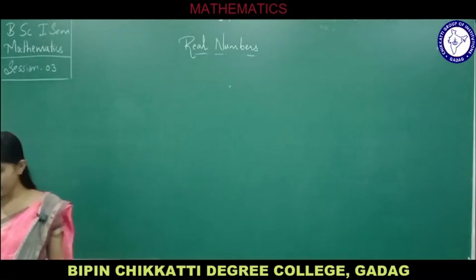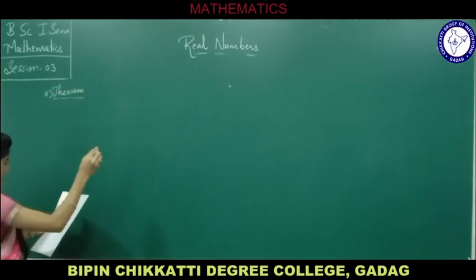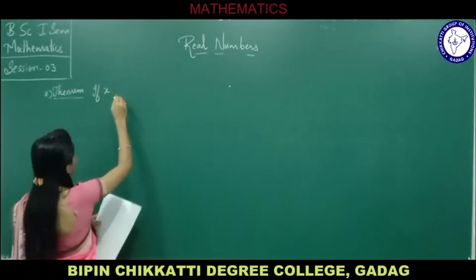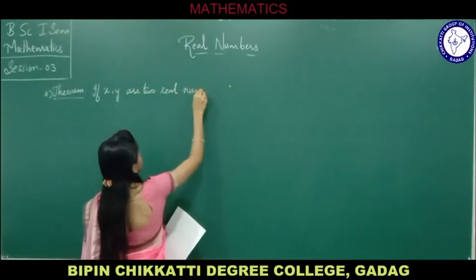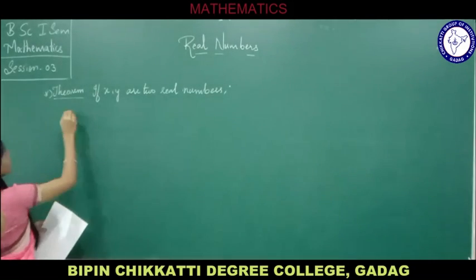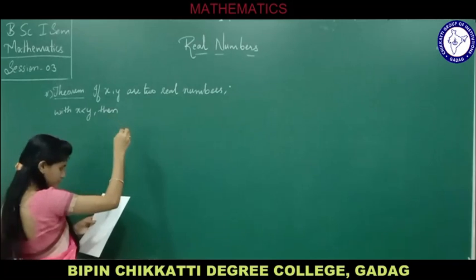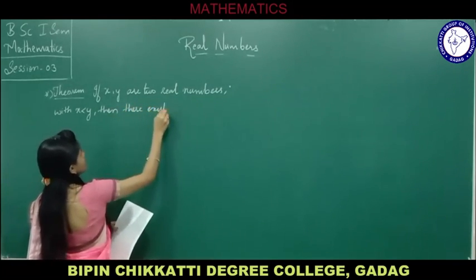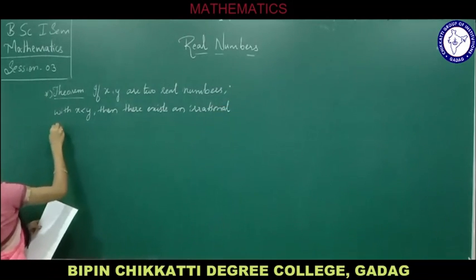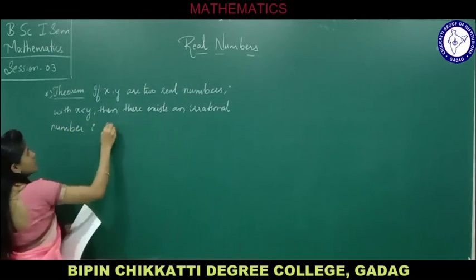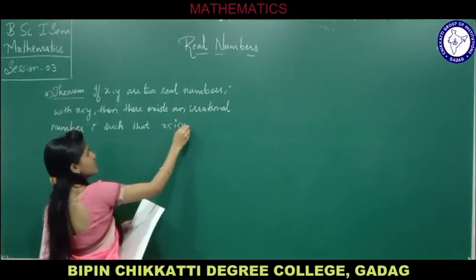The next theorem is that if x and y are two real numbers with x less than y, then there exists an irrational number I such that I is greater than x and less than y.